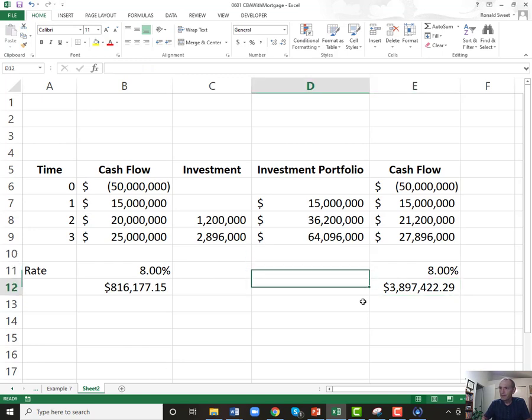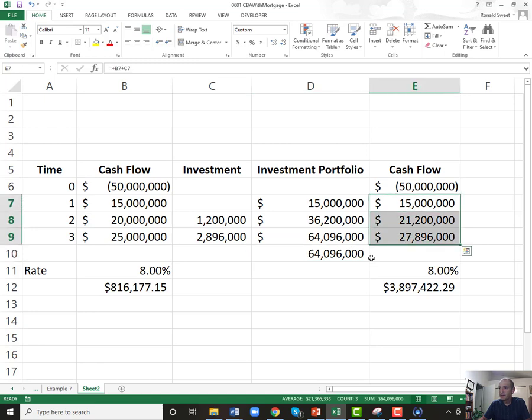But this ending number is really important, 64,096,000. Did they really get these cash flows? This is what they'd have at the bank at the end. And essentially what they're saying is, wow, we'll build up to there. That 64 million is your ending balance in your portfolio. Is that really how they did?